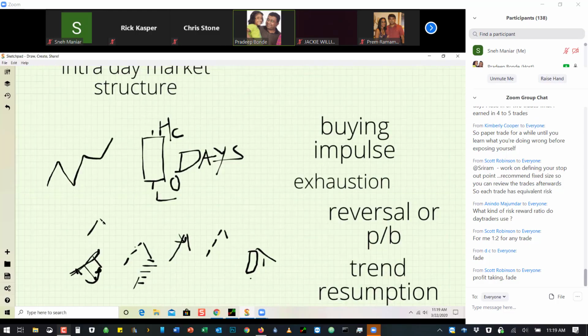Seldom will you find a stock chart which starts at one end of the range and ends at the other. Most of the things are going to be, even if at the end of the day it looks like this, during the day it will be like an impulse move, then a sell off or fade, because people who bought it are taking profit.